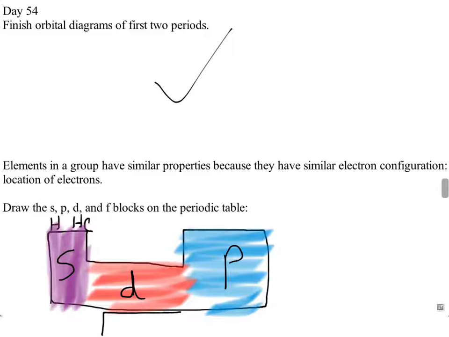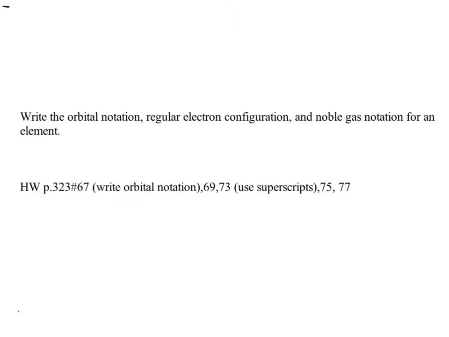The first two columns are the S block, that's the elements that end in S orbitals. The middle ones, the transition metals, are the D block, the ones on the right are the P block, and down at the bottom we have the F block. And then see the numbers on the side of the periodic table, or if yours doesn't have them, fill them in.